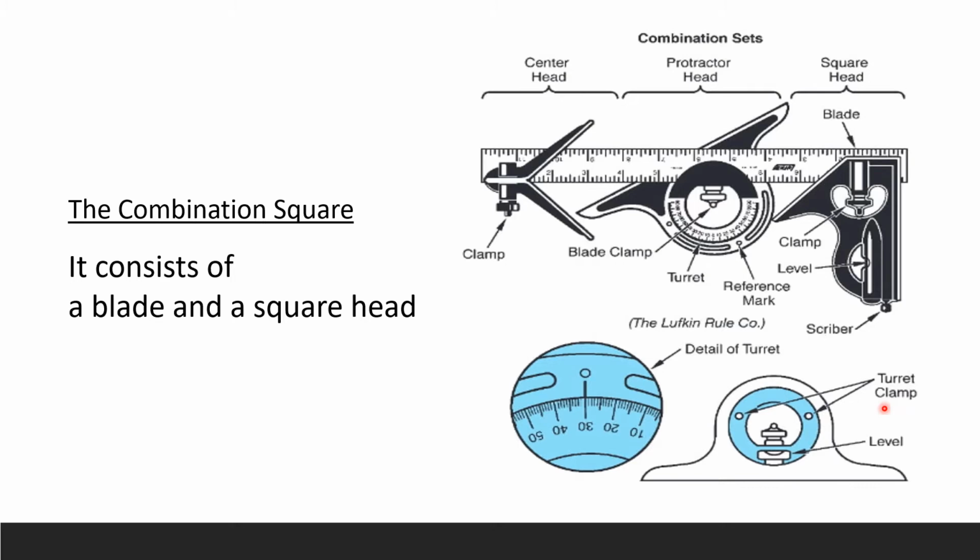You can see here the turret clamp, and here is your level, and you have your reference mark right there. For the square head, we have a clamp, level, and the scriber. This is just showing you the detail of the turret.